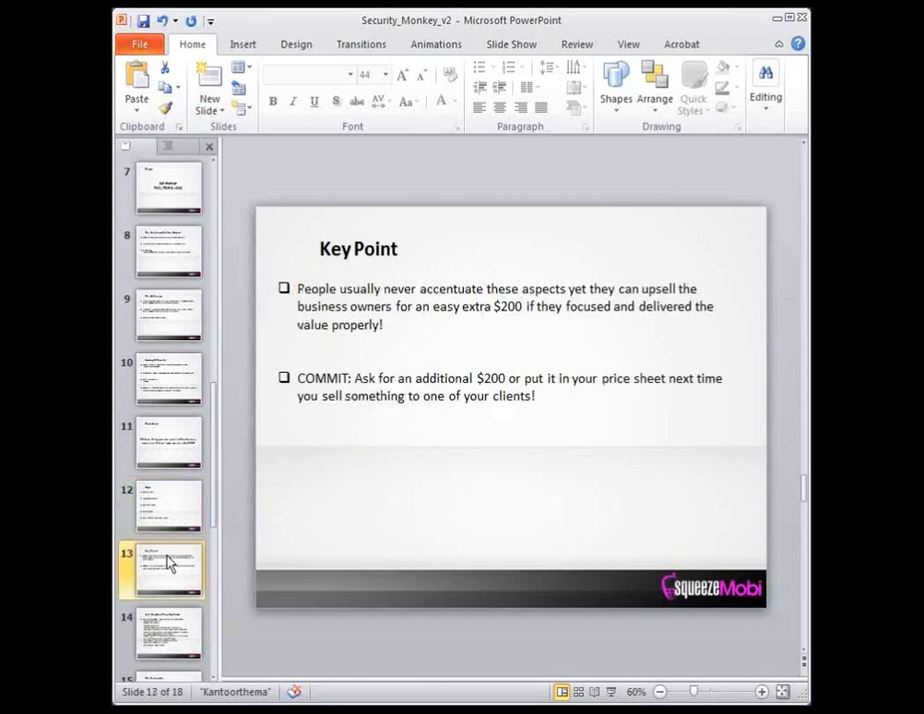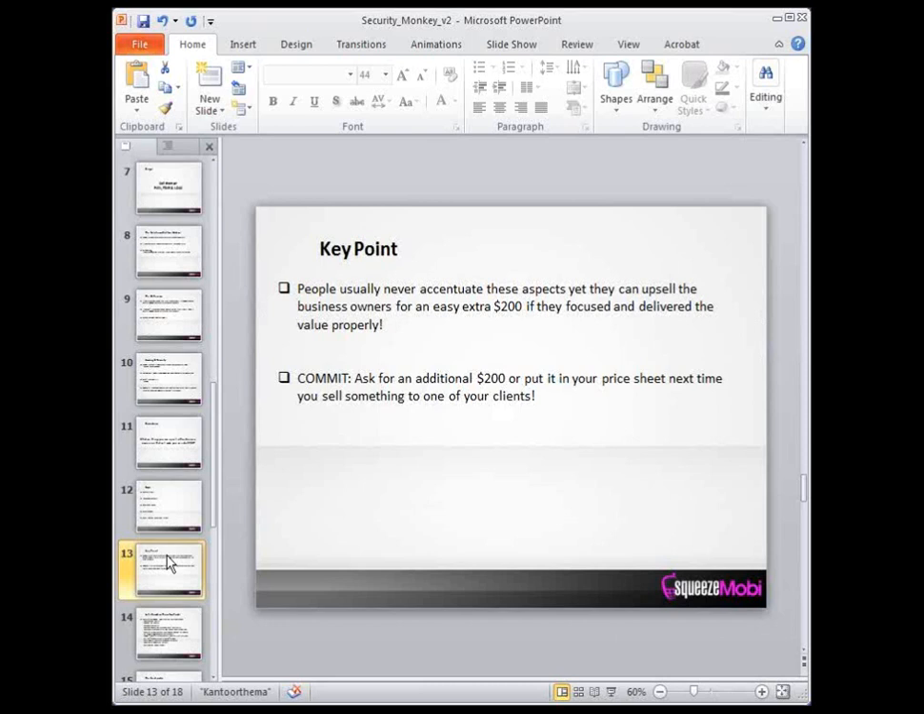The key point is, as people on the inside, we don't accentuate these aspects. We don't harp on these little things. We take them for granted. We take them as understood, that everyone knows this type of stuff, that it's just kind of in the package. When you can upsell these business owners for an easy $200, if you focus and deliver the value properly. Key thing is delivering the value, communicating the value.